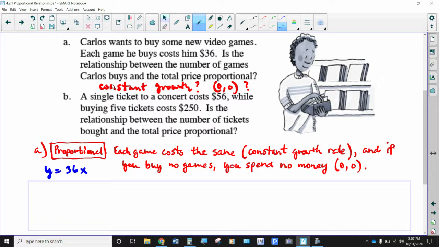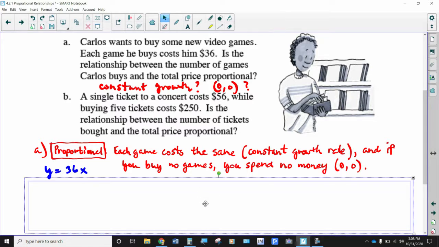Now let's look at this one. A single ticket to a concert costs $56, while buying 5 tickets costs $250. Is this proportional in nature? So one way to find out is multiply 56 times 5. Does 56 times 5 equal 250? Because that would be your whole multiplier thing going on. And in this case, it looks like it doesn't.